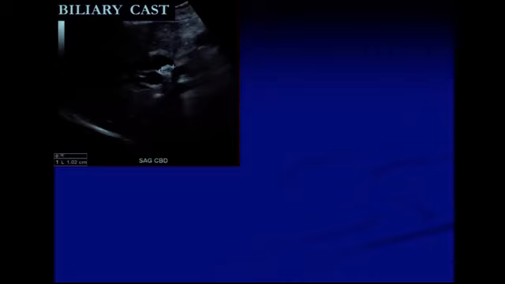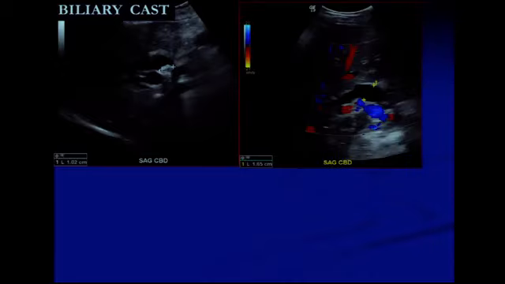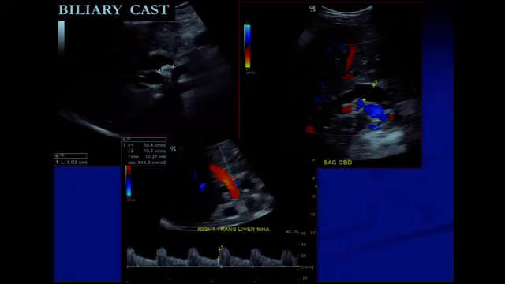The biliary cast is something that can be due to ischemia or may not be due to ischemia. This is due to denuded biliary endothelium becoming the nidus for formation of calculous material and stones. And you can see this is associated with a dilated biliary system. It may not necessarily be due to ischemia, and in fact this patient's hepatic artery waveform is normal.